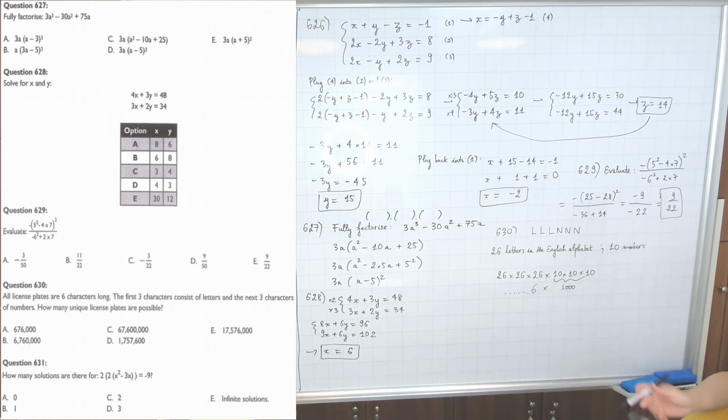Of course, because 6 times 6 is 36, and 36 times 6, you know, 6 times 6 is another 36. So the last number should be 6. So the only answer is 17,576,000. Answer E.